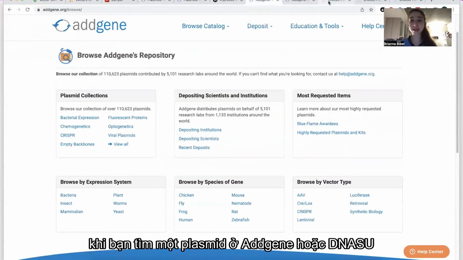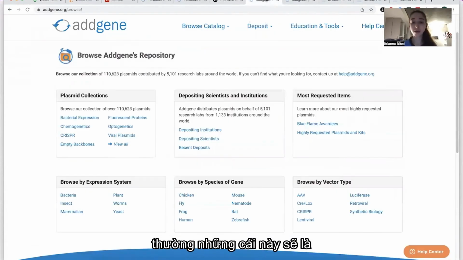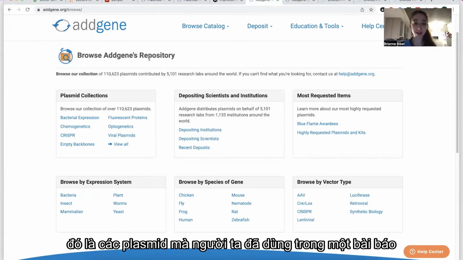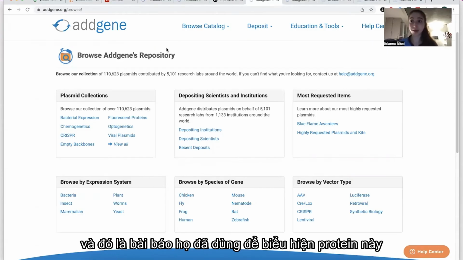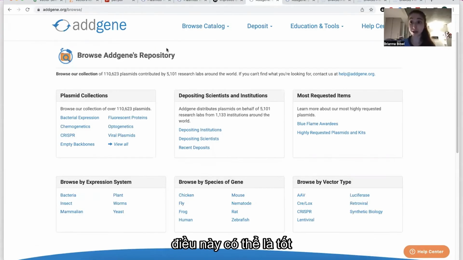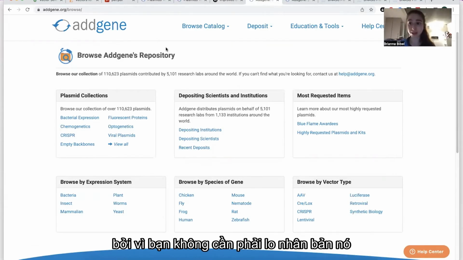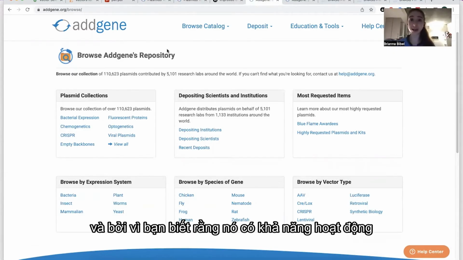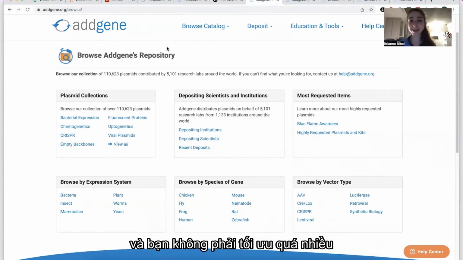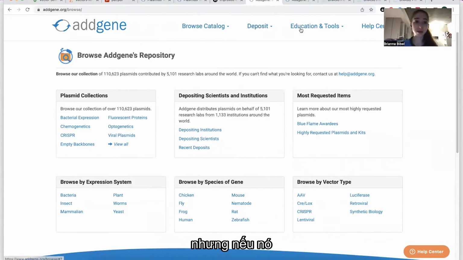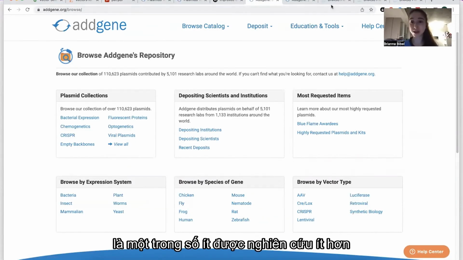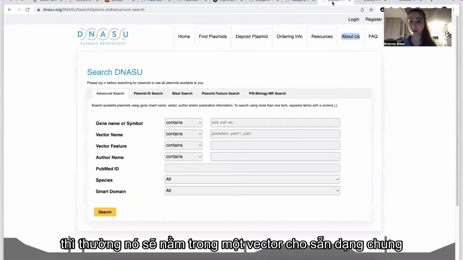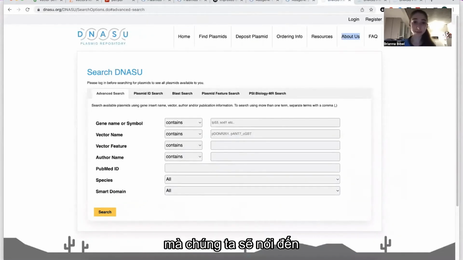When you are looking for a plasmid in, say, Addgene or DNASU, sometimes these might be plasmids, especially with Addgene, that people have done a paper on, used in a paper. And so this is a plasmid that they actually used to express this protein, which can be a good thing because then you don't need to worry about cloning it into a vector for your own expression, and because you know that it probably works and you don't have to optimize it too much. But if it's one of the ones that's less studied, they'll often be in some sort of just generic donor vector that we'll talk about.